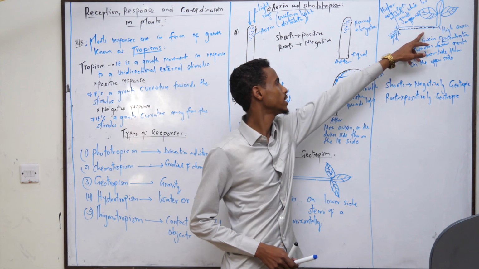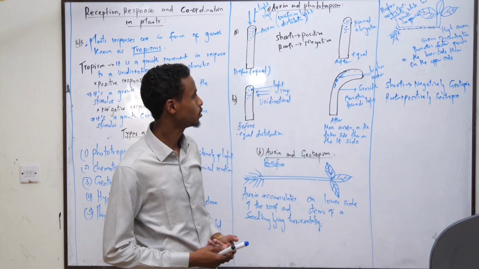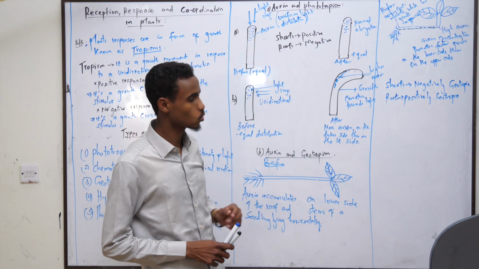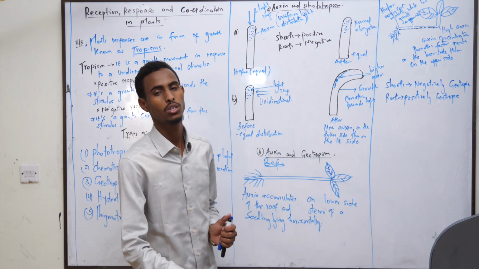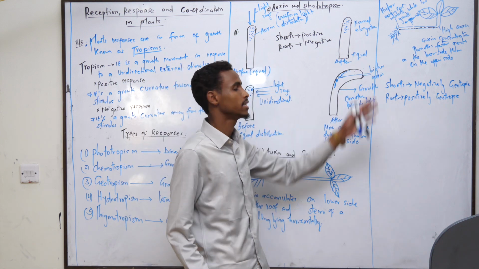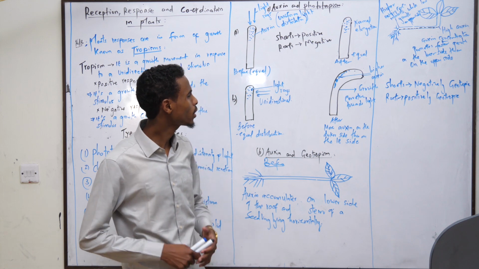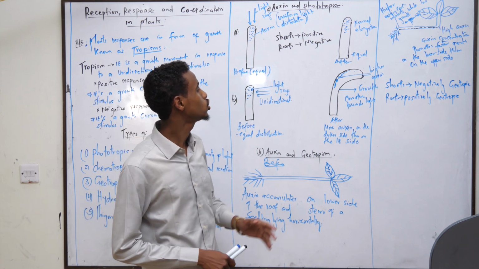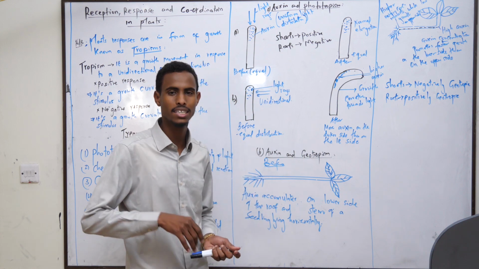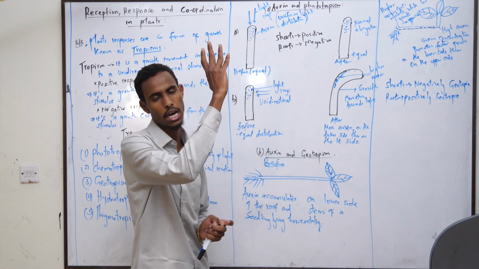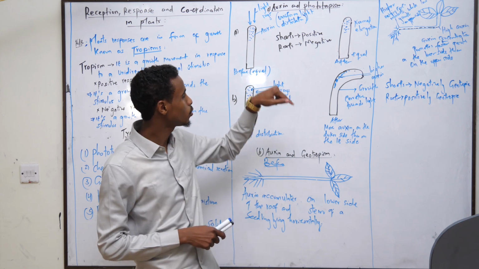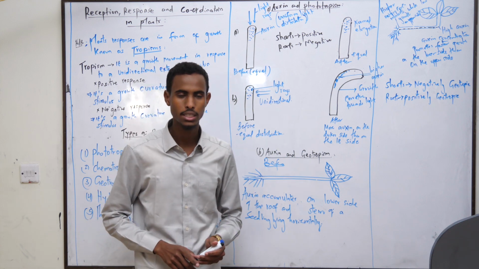On the other side, we can see that higher auxin concentration on the lower side of the shoot promotes faster growth at the lower side of it, hence enabling it to curve upwards. And that is it. But how can we say that the shoot is negatively geotropic? How? Because gravity is acting downwards and the shoot is growing upward, that is negative. While gravity acts downwards and the roots grow downwards, that is positively geotropic.